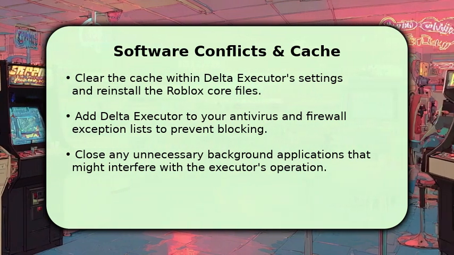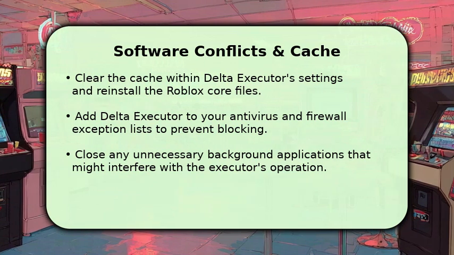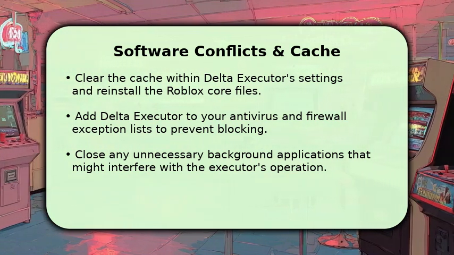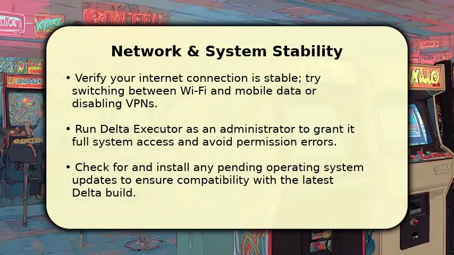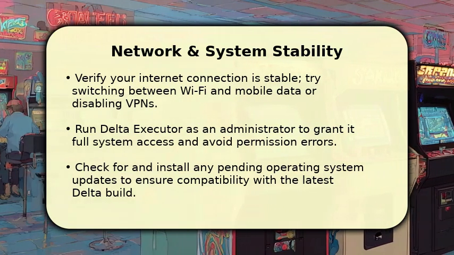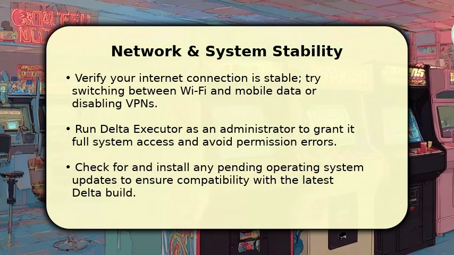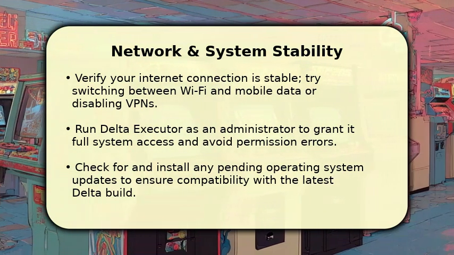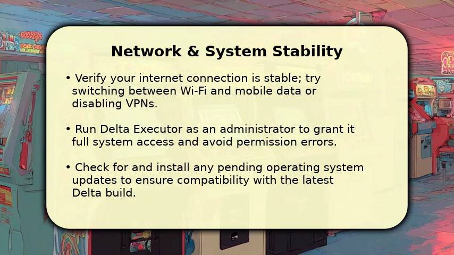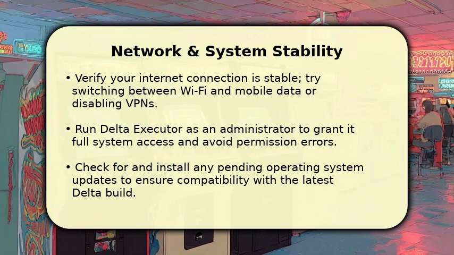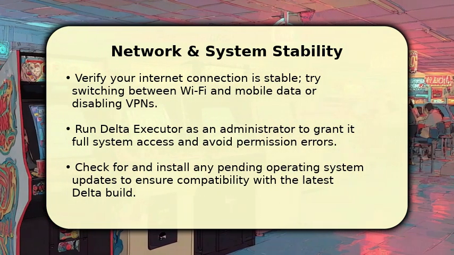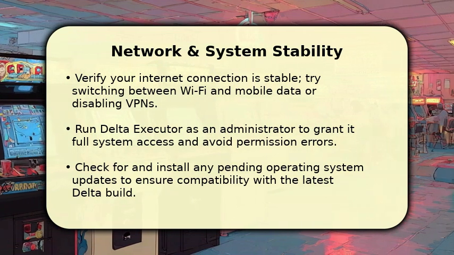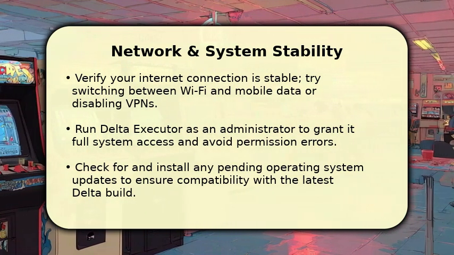Also, remember to close any other applications running in the background that could be causing interference. A stable connection is crucial. Confirm your internet is working well, sometimes switching from Wi-Fi to mobile data or temporarily disabling a VPN can resolve connectivity issues. To prevent permission-related problems, always run Delta executor as an administrator, giving it full access to system resources.